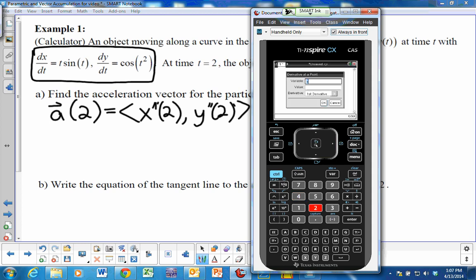It's going to ask you the variable that you're using. You can use x, you can use t, you can use whatever you want. I usually just stick with x, but you can do t if you want. It doesn't matter. So I'm just going to leave it x, and then the value is 2. I'm trying to take the derivative at 2, and I only want the first derivative here because they gave me dx/dt and dy/dt, and I just need one more derivative. So I just want it to take the derivative once. So I tab down to OK, or you can just press enter.